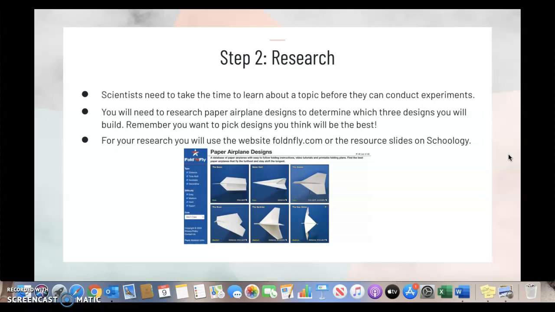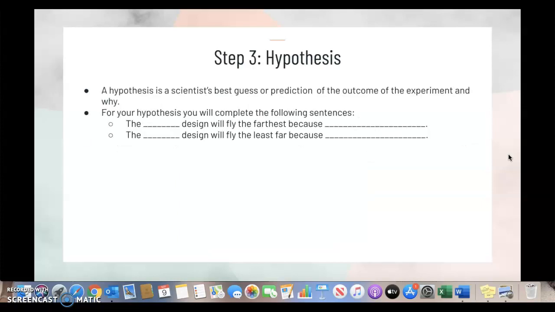Okay? For our project, we're going to have you research paper airplane designs. You're doing this to help you pick the 3 designs you think will fly the farthest. I provided a website for you, a little screenshot here you'll see on Schoology, of some basic designs of paper airplanes. We also made resource slides from the same website to show you how to build them, stuff like that.